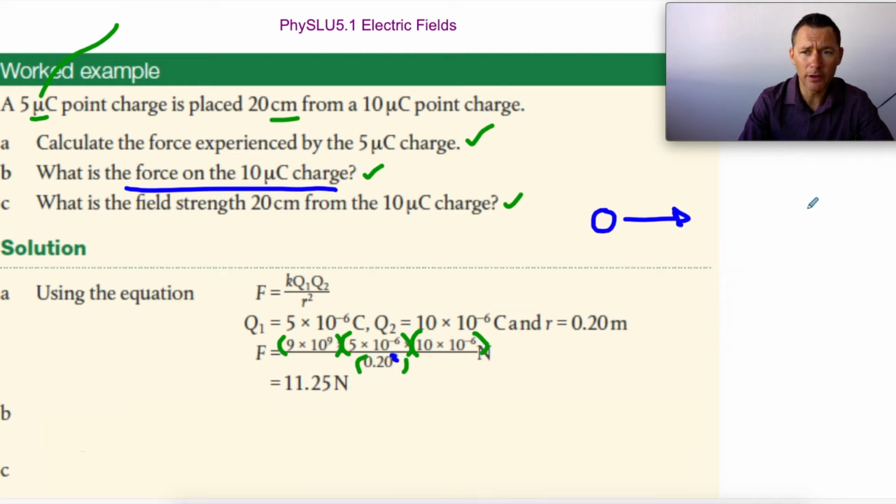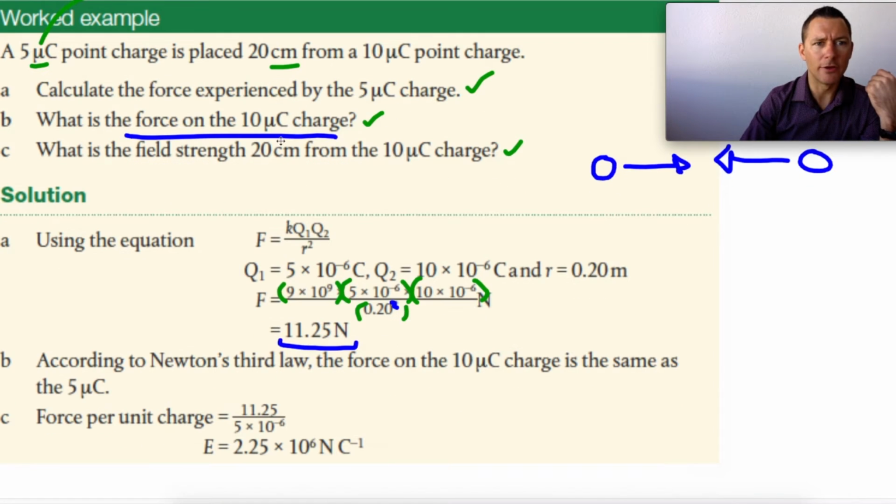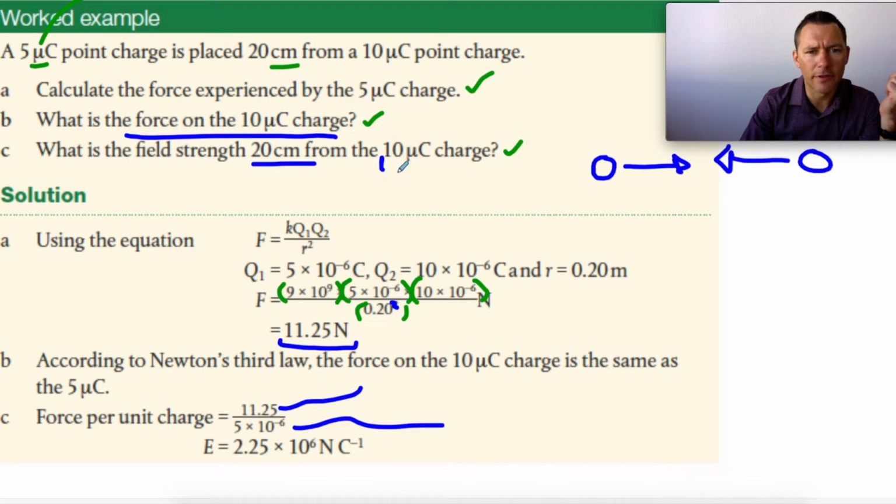What's the force on the other one? Well, it's Newton's third law. Equal and opposite forces, right? So like every force, there's an equal and opposite force. So they should both feel that force on them. And then find the field strength. Well, you can just say, I know this is the force per charge. So what's the field strength this far from this specific charge?